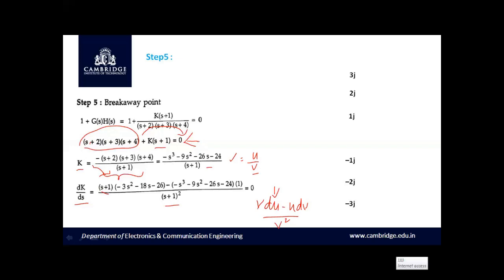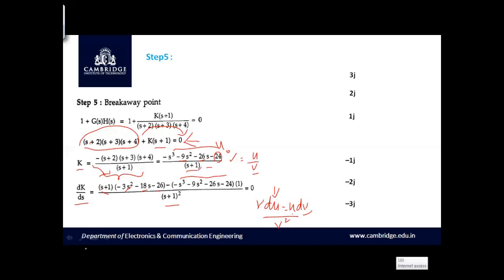You have to differentiate the numerator term. Differentiation of minus s cube is minus 3s square. Differentiation of minus 9s square is minus 18s. Differentiation of minus 26s is minus 26. And differentiation of the constant 24 will be equal to 0. Then let us continue with the formula. Minus u, where u is nothing but the numerator term, which I have completely written here, into dv. I have to differentiate the denominator s plus 1. Differentiation of s is 1 and of the constant 1 is 0.